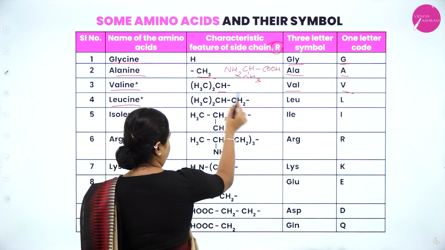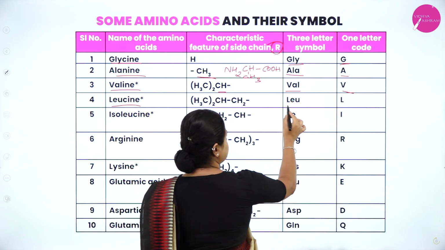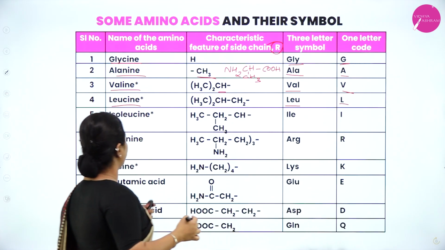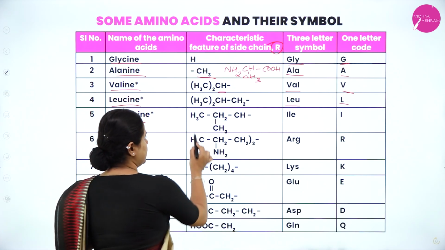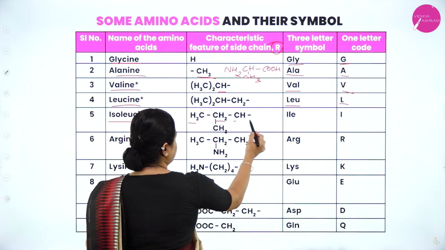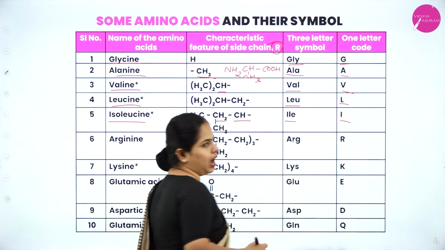Right. So totally 4 carbon atoms are there. That is a butyl group. Right. So it is represented as LEU or L. Now moving on to the next one, isoleucine, that is an isobutyl group, that is CH3, CH, CH3, CH you have. Okay. It is represented as ILE or I.